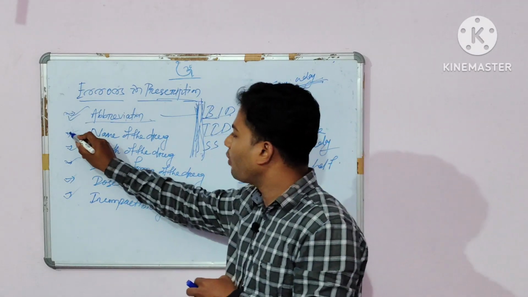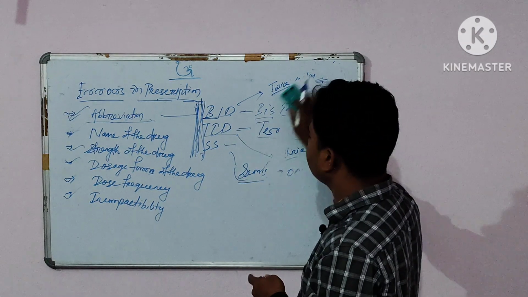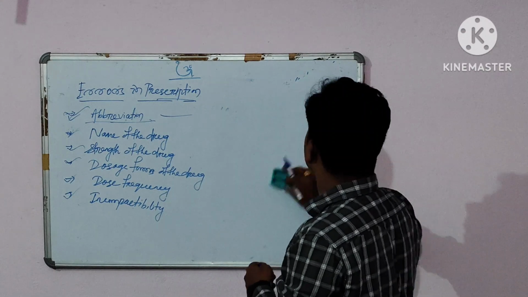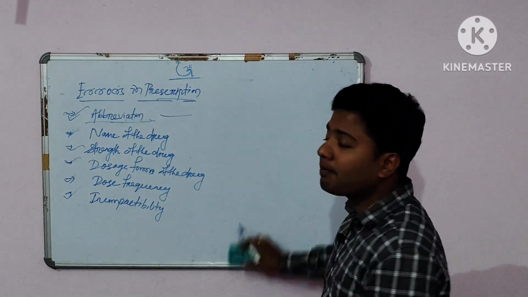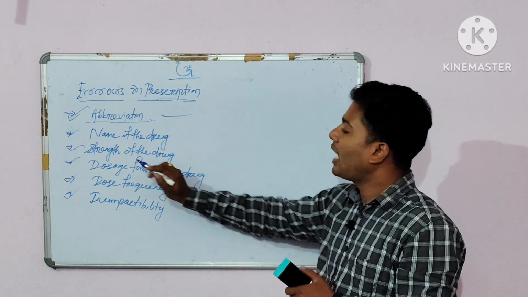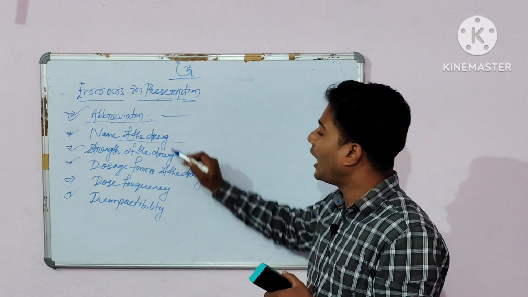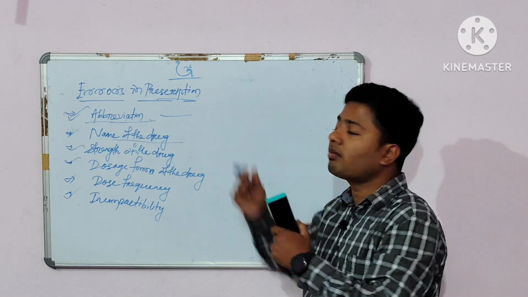Clear? And the second one is the name of the drug. In the name of the drug, which type of errors occur in the prescription? According to the name of the drug, what type of problem is created?